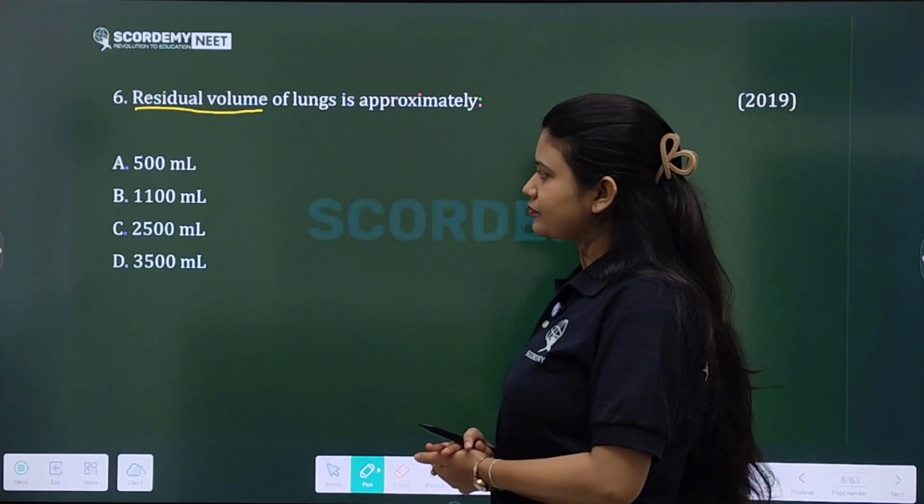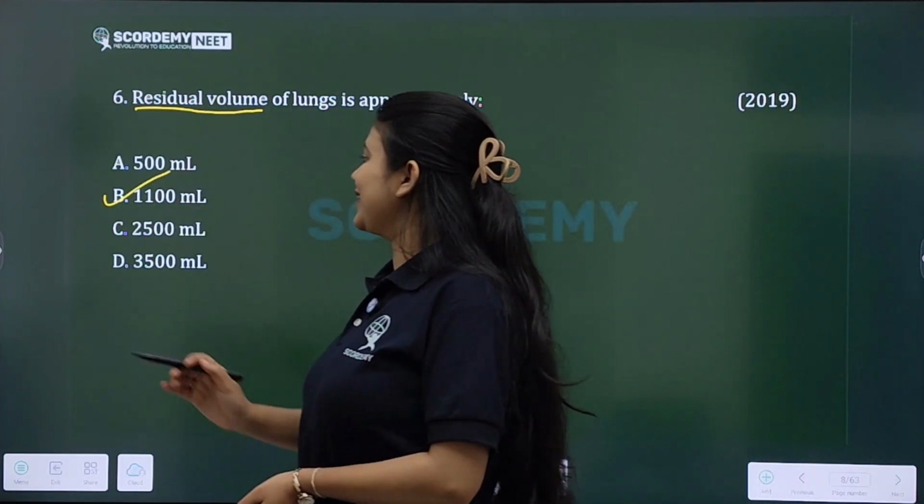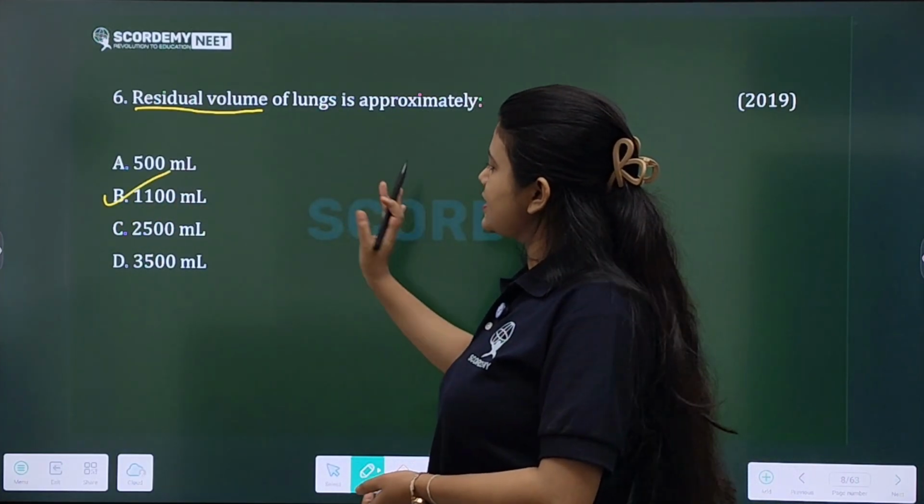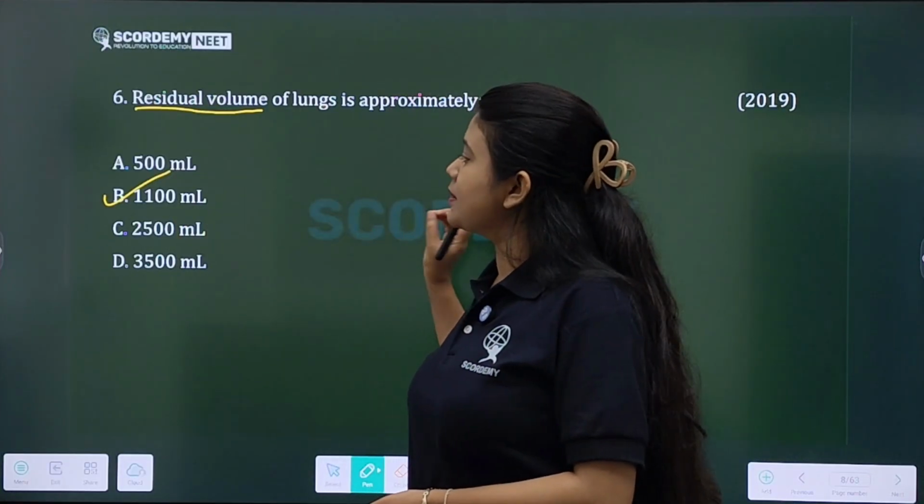Next, what is the residual volume of the lungs? It is 1100 ml. Keep this figure in mind, it is very important.